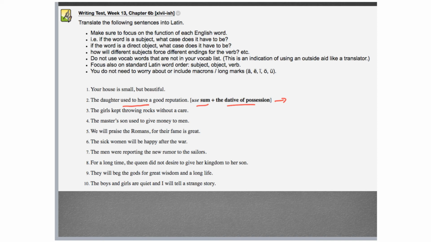So daughter, because she's possessing, daughter is going to be in the Latin dative. Used to have is going to be a form of sum esse, in this case the imperfect because of used to have, and good reputation is going to be the nominative. I won't do them for you, but that's kind of the conversion, so to speak. All right, so your house is small but beautiful. So tua casa, that's my subject, right? Est parva sed pulchra.